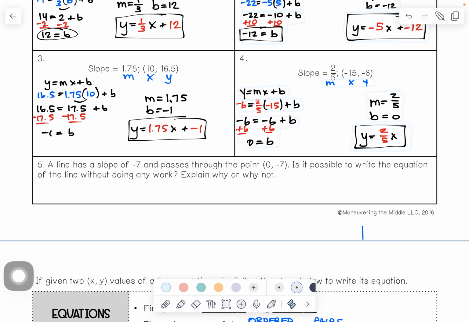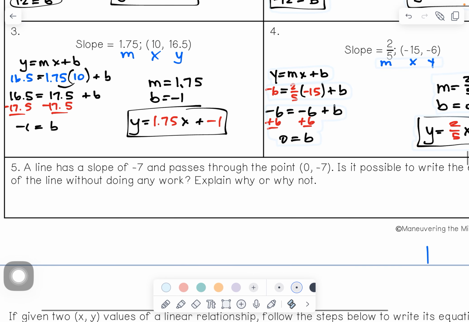All right, number 5, a line has a slope of negative 7. So let's label what we have here. We have an m of negative 7. It passes through the point 0, negative 7. Is it possible to write the equation without doing any work?